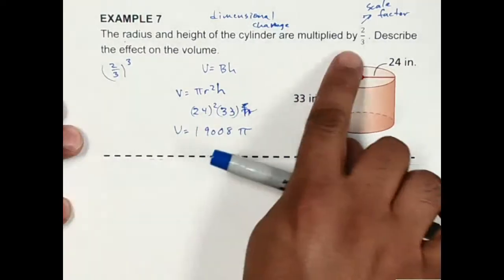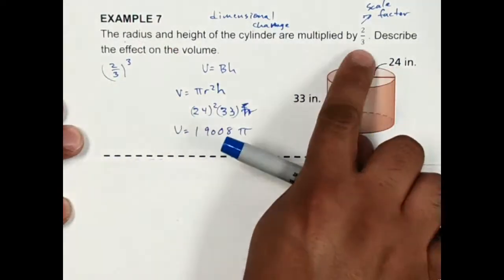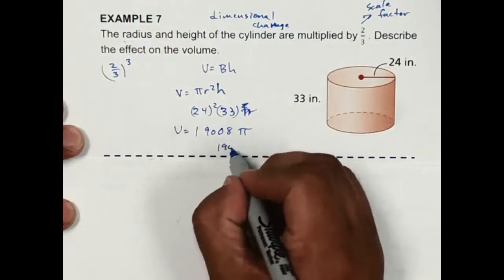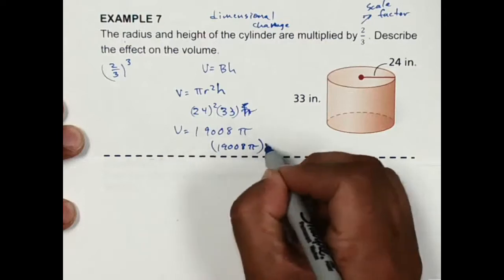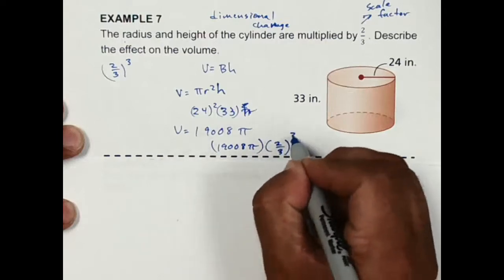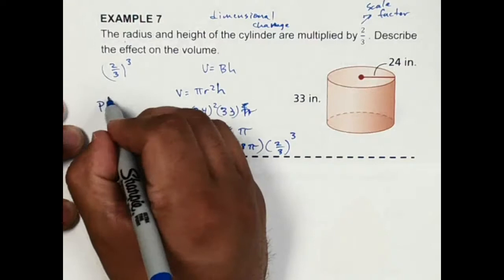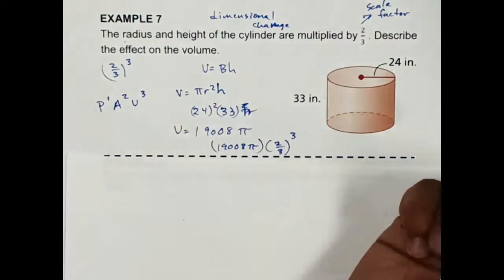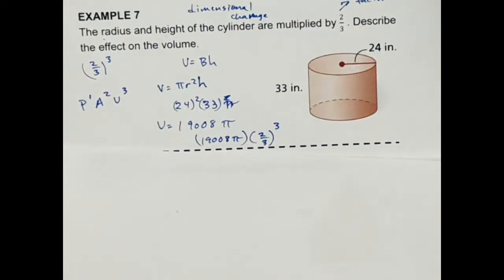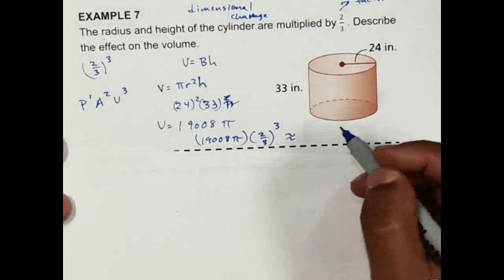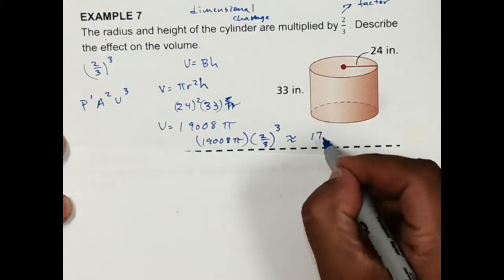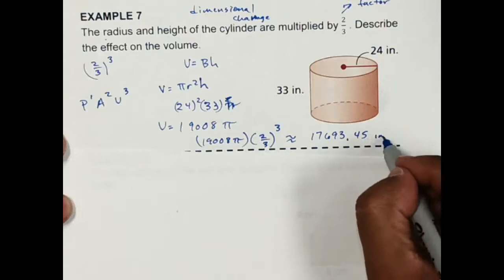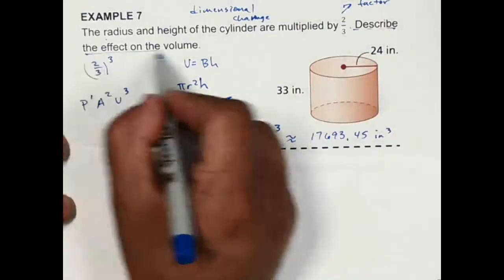When I want to change the radius and height by a scale factor of 2/3, I'm going to take this and multiply that by 2/3. But because it's volume, I have to take it to the third power. So perimeter is to the first power, area is to the second power, volume is to the cubic power. So let's put that in the calculator. And the new volume, if I round this out, would be 17,693.45 inches cubed.